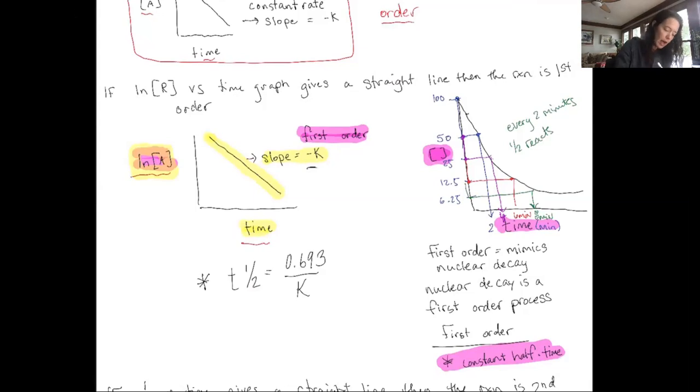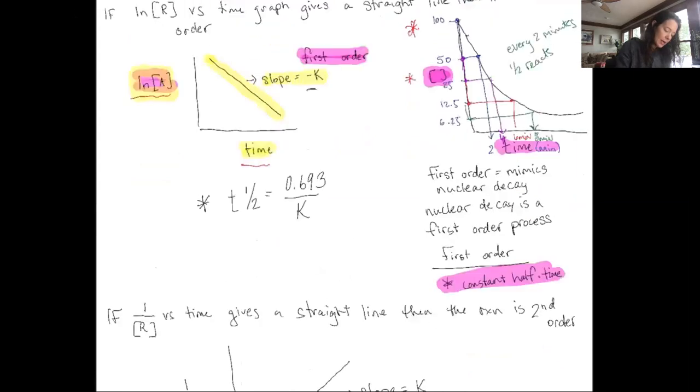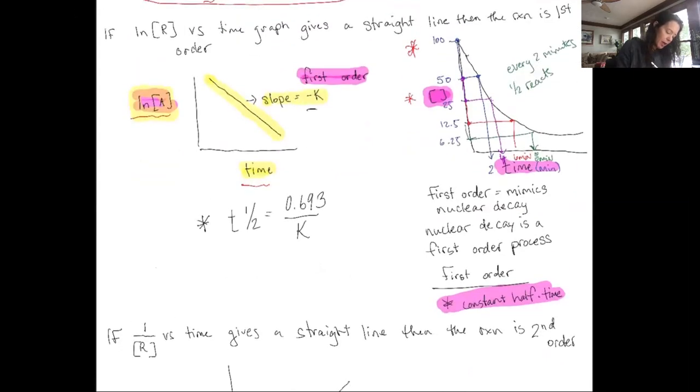Or if you look at a graph of concentration versus time and you have a constant half-life, then it is first order. Both of those give you information. We'll apply this in a minute. Well, no, just know that. You just need to know this. It's on your equation sheet.